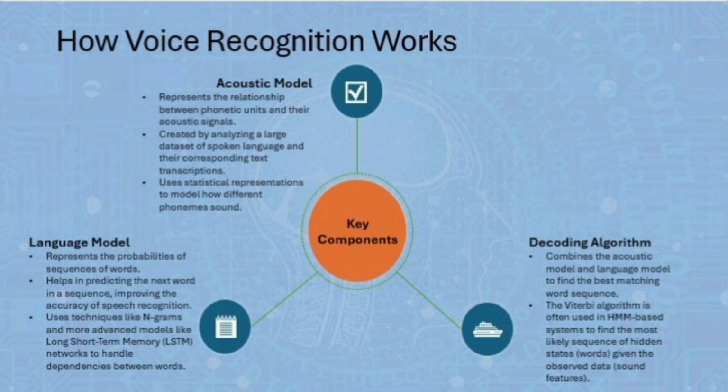The first step is capture. A user can say, "turn on the lights." The microphone captures the sound and digitizes it into a waveform. The next step is feature extraction. The system will analyze the waveform and extract features like pitch and tone, identifying phonemes.